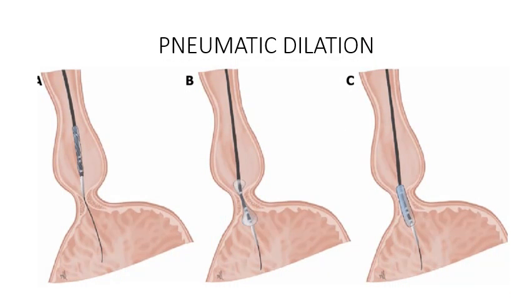Treatment. How do we treat achalasia? Achalasia is treated by pneumatic dilation. It's effective in 80 to 85% of patients. In this, a catheter is passed through the narrow end of the esophagus, and a balloon is inflated there, which helps open the LES.